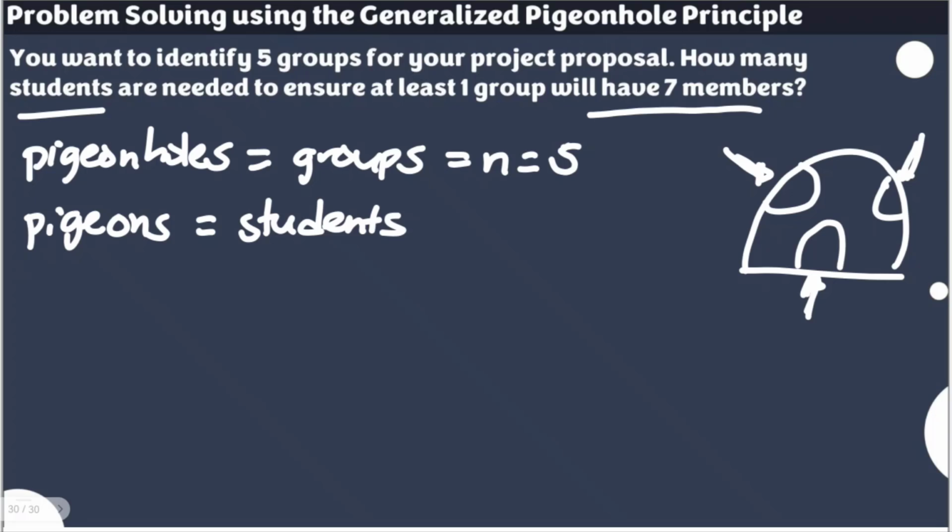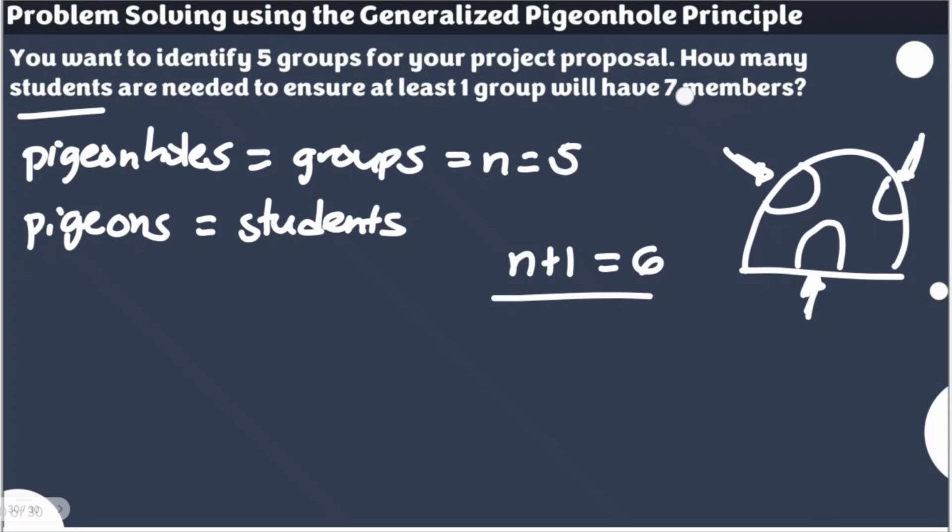Now, in the previous pigeonhole principle, we were just using n plus 1. But that happens when you have a target of, say, at least 2 members. In that case, you just need 6 students. Because if you evenly distribute those students into 5 groups, the first 5 students will be assigned to each of the groups, and the 6th student will guarantee that one of those groups will have 2 members. That is the formula we use for the pigeonhole principle, not the generalized one.